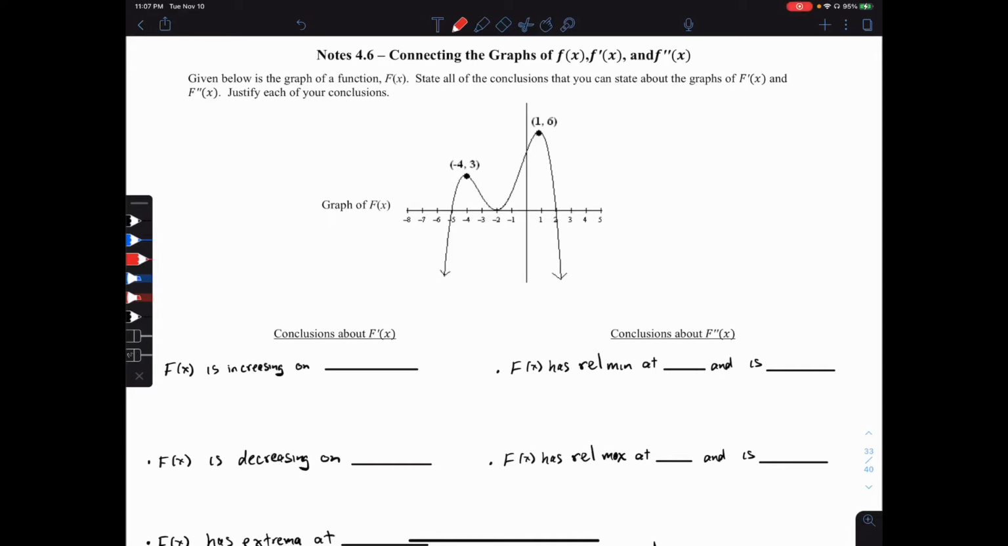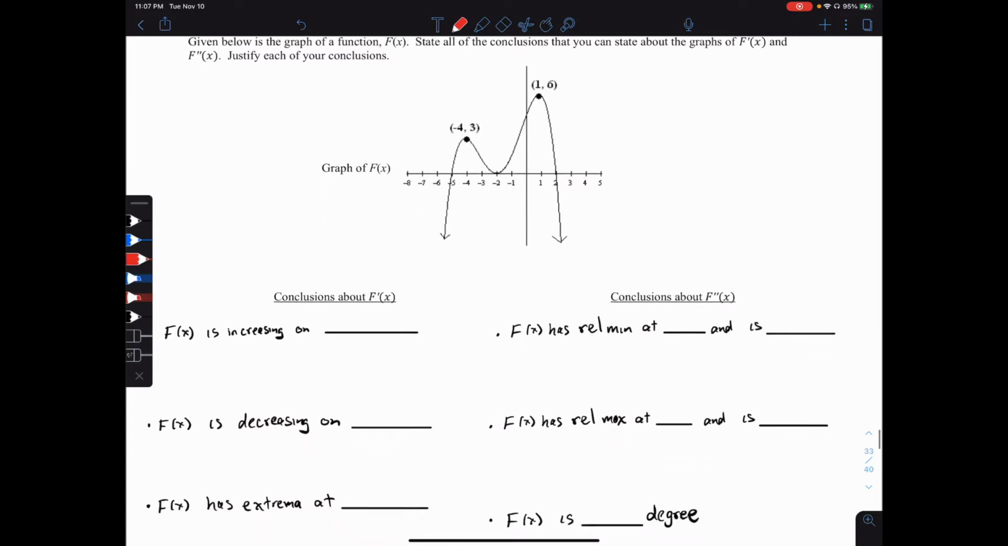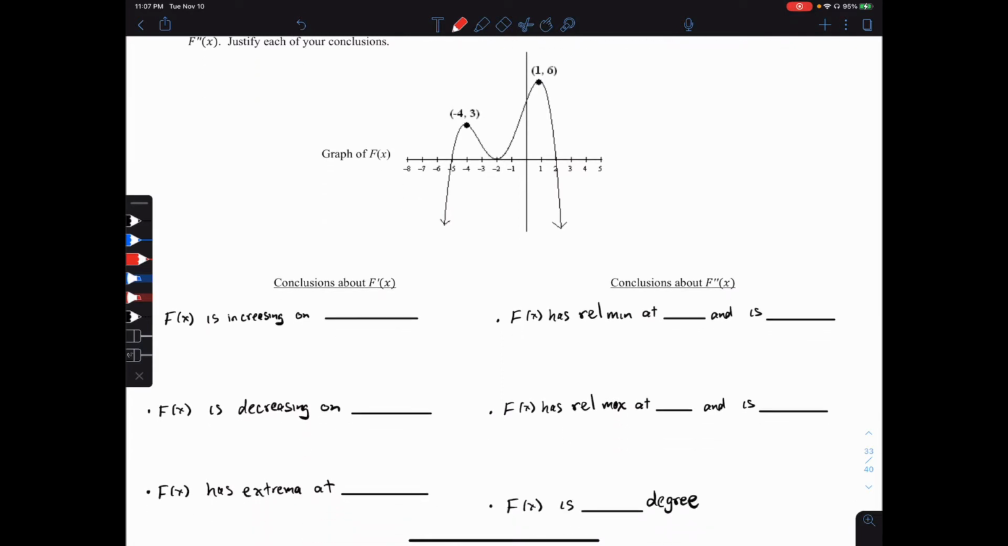This is AP Calculus AB. We are looking at connections of the graphs of f, f prime, and f double prime. Given below is the graph of the function f. State all of the conclusions that you can make about the graphs of the first and second derivative. Justify each of your conclusions. So I tried to guide us a little bit here, what we're looking for.